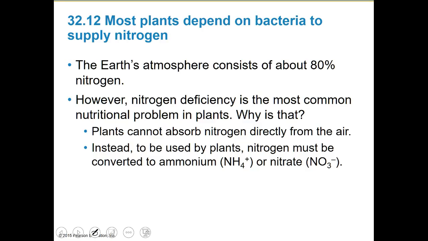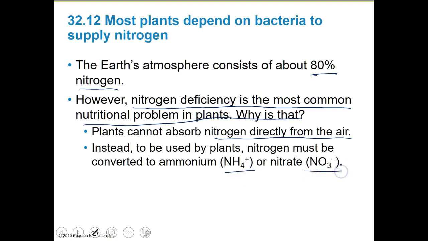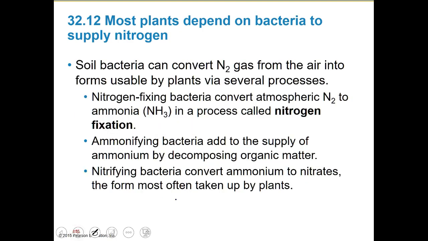So the Earth's atmosphere actually consists of about 80% nitrogen. There's a ton of nitrogen in the atmosphere. However, nitrogen deficiency is the most common nutritional plant problem. What? All right, actually what happens is plants can't absorb nitrogen directly from the air. Instead, plants have to use nitrogen that's converted either to ammonium or to nitrate. But it can't use anything like N2 that's floating around in the air. It's not usable for it. So it needs to be converted.